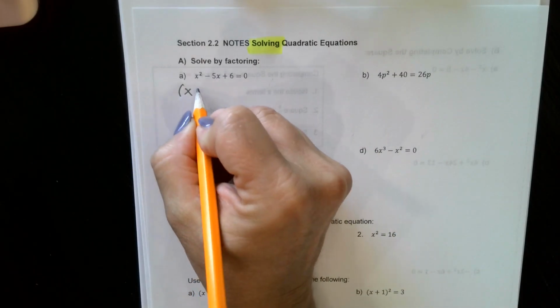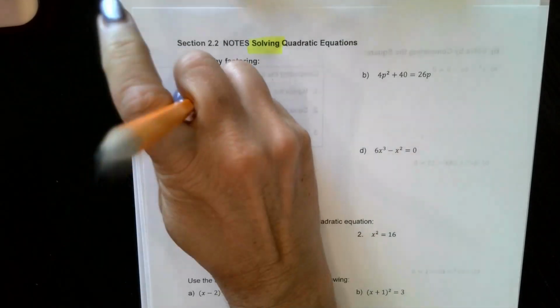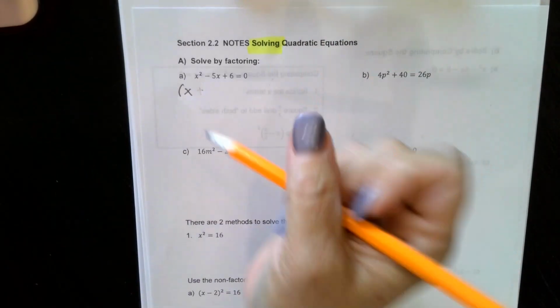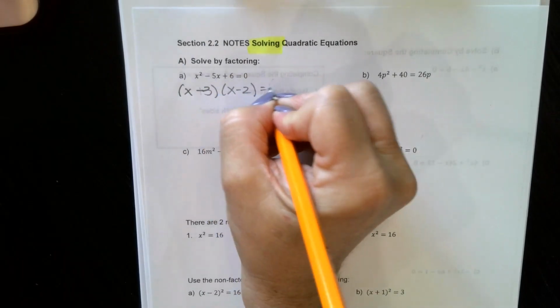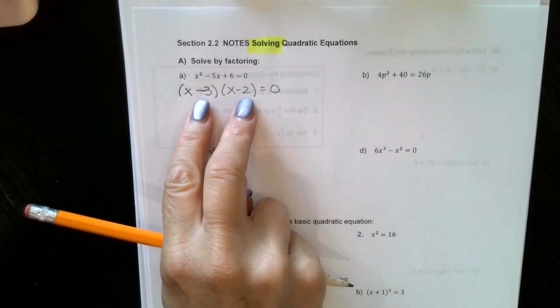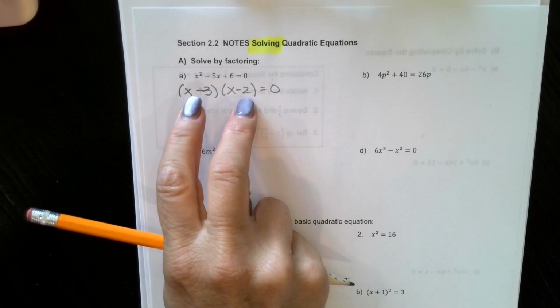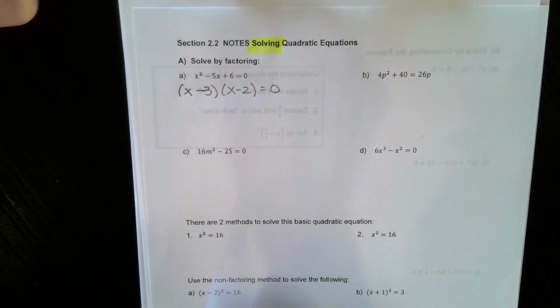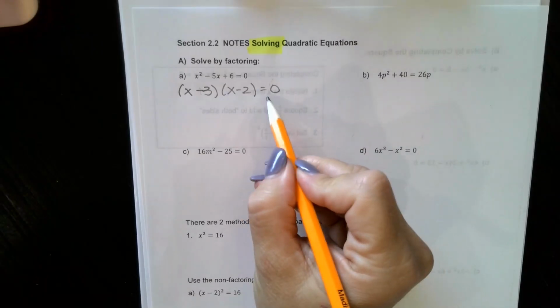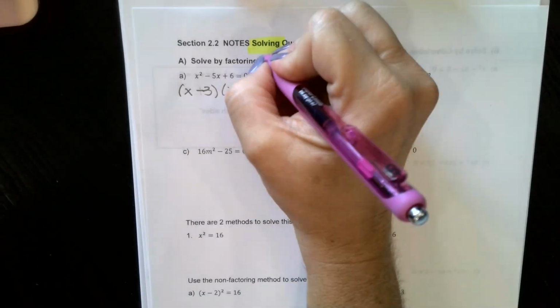So I end up with x, well, easy one, and then I make a mistake. So x minus 3, x minus 2, and this whole thing equals 0. Negative times negative is positive 6, negative 3 plus negative 2 is negative 5. Okay, now at this point we have to solve. So I'm going to make a couple notes here.